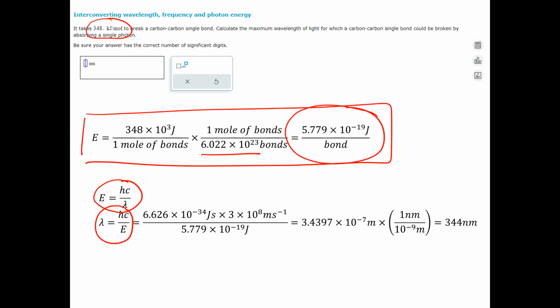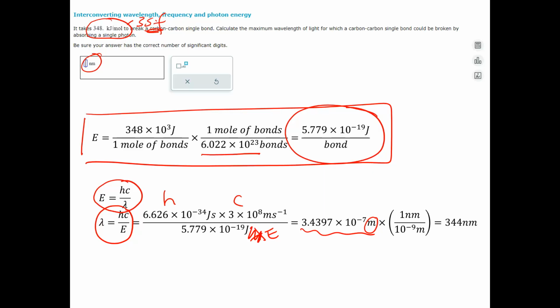Now, once we get our answer, we do want to round to 3 significant figures, and we also need to make sure that our answer is given in nanometers. So Planck's constant times the speed of light divided by the energy gives us the wavelength. And so here's our wavelength, but that's going to be in meters.